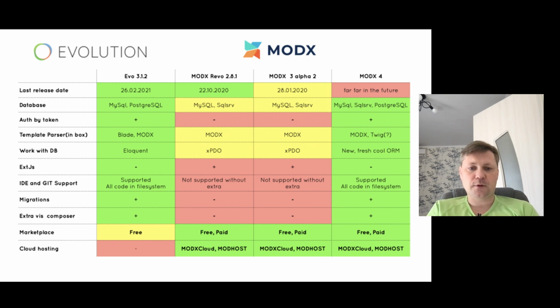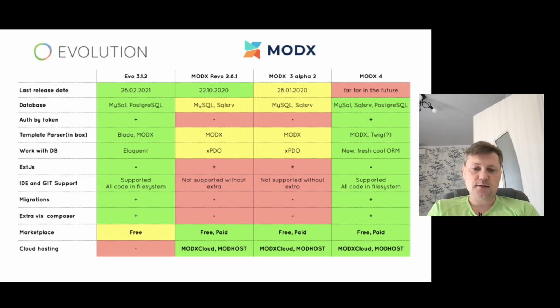Speaking of IDE and Git, well, the Evolution supports that. We have not installed anything additionally. We can work in the IDE, with the code in the files, and then upload that into Git. In MODX Revo and MODX 3, this is supported with the use of static elements, but this is very inconvenient because if you want to make any document, you would need to introduce the changes into the database, which is not very comfortable. At the same time, there are additional components which can simplify this work, and in MODX 4 we would like to have that all in the box.